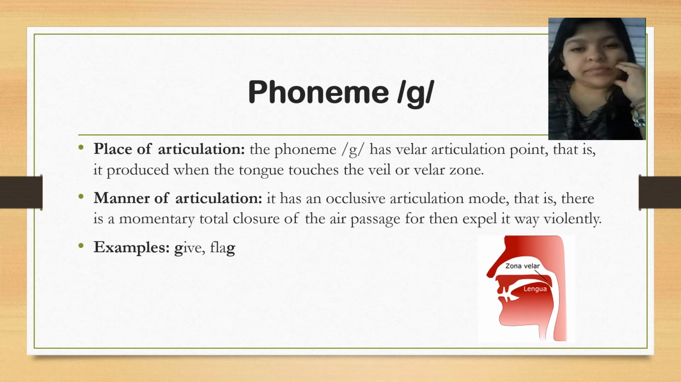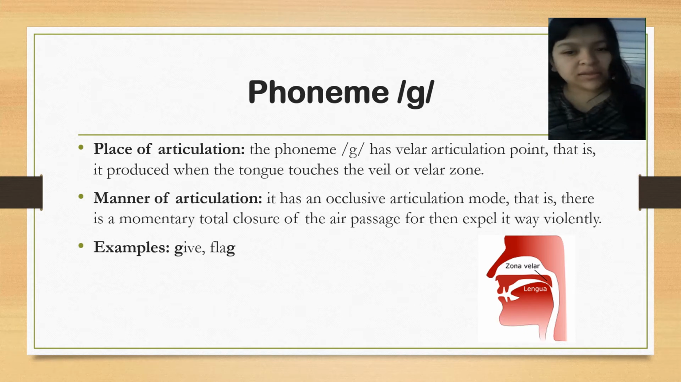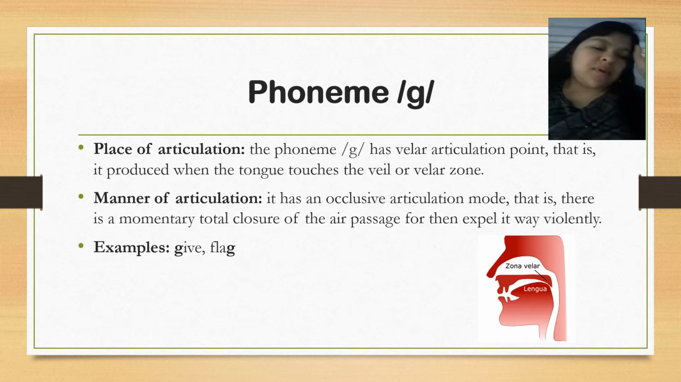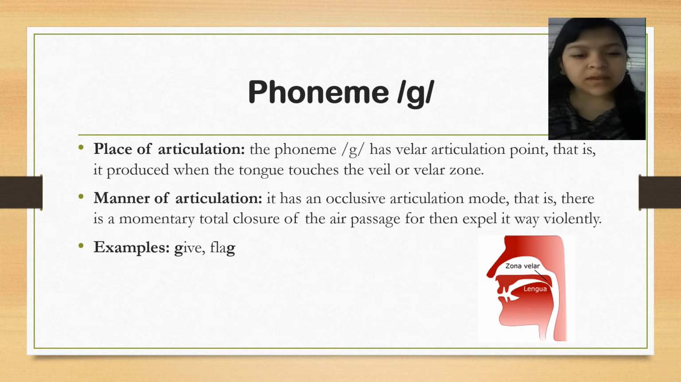Phoneme G. The phoneme G has a velar articulation point, that is, it is produced when the tongue touches the velum or velar zone. It has an occlusive articulation mode, that is, there is a momentary total closure of the air passage, and then the air is expelled violently. The pronunciation of this phoneme is G. Example: give, flock.